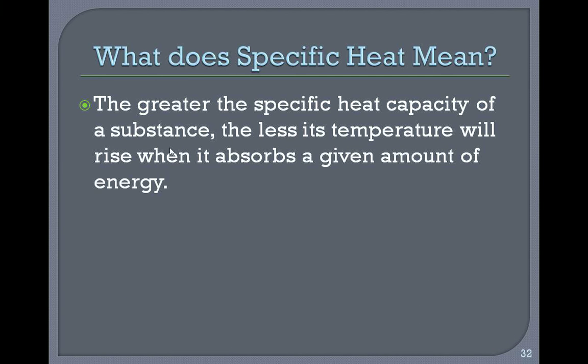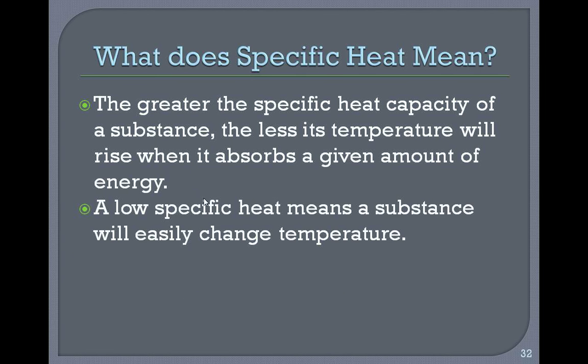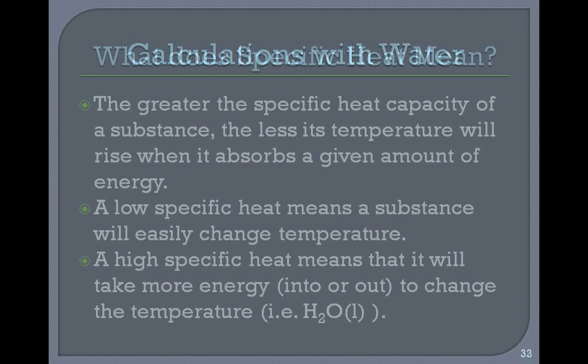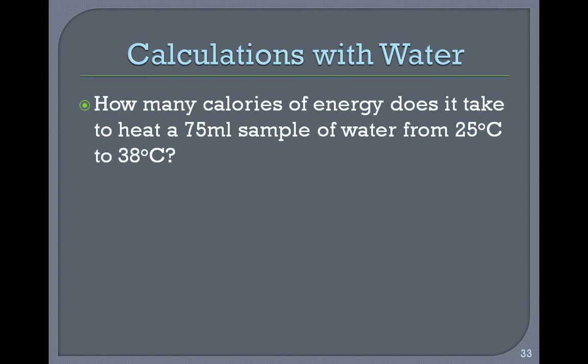What does specific heat mean? The greater the specific heat capacity of a substance, the less its temperature will rise when it absorbs a given amount of energy. A low specific heat, meaning a smaller number, means a substance will easily change temperature. Going back to the first one, a higher specific heat means the temperature doesn't change as quickly and needs a lot more heat put into it or pulled out of it. So liquid water has a really high specific heat. Liquid water can take an input of a lot of heat or the output of heat going out before it changes either into a gas or into a solid, which is like ice.